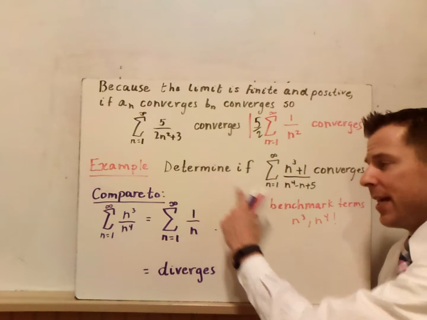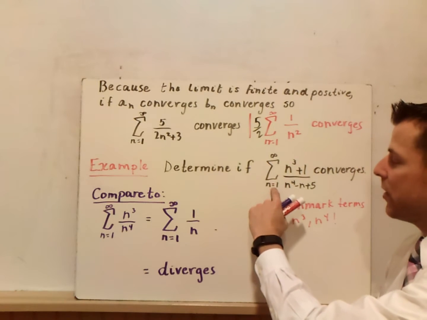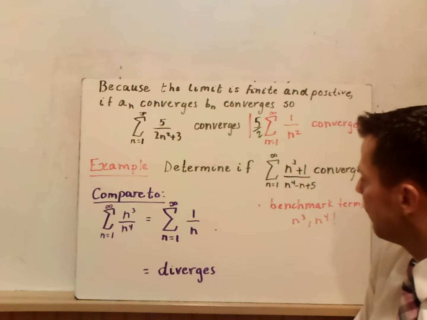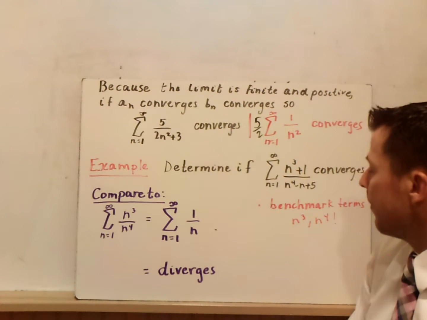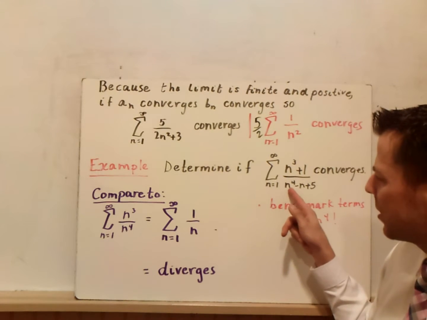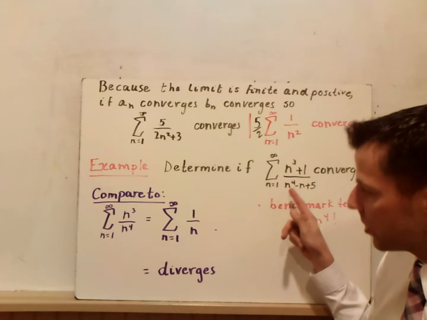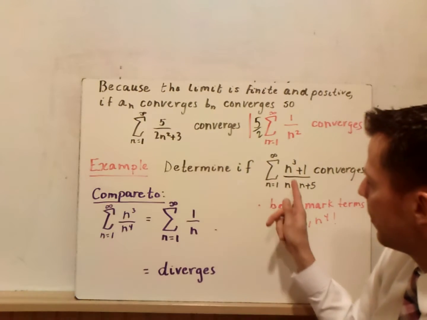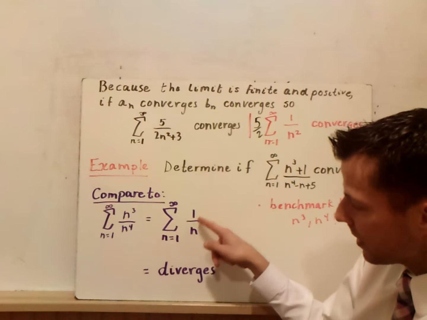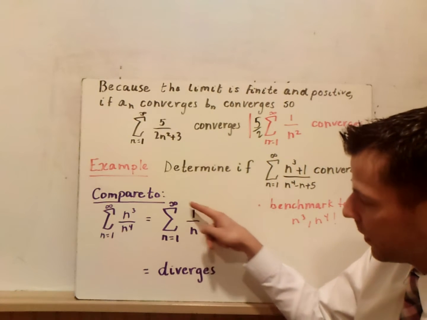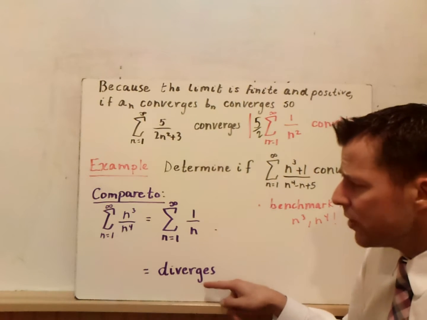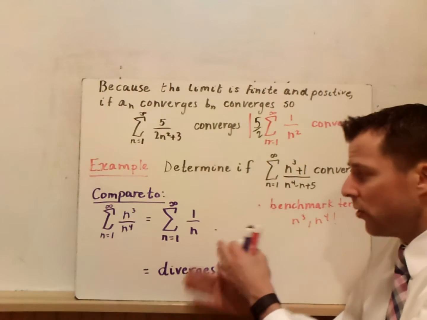So, example 2, determine if the series from 1 to infinity of n cubed plus 1 over n to the 4th minus n plus 5 converges. So my benchmarks here are n cubed and n to the 4th. n is not going to be a benchmark because it's getting overpowered by n to the 4th. So I'm going to compare this to n cubed over n to the 4th, my two benchmark terms. Well, that's easy. That simplifies to the series from 1 to infinity of 1 over n, a harmonic series which diverges. Okay, so what I'm comparing my series to diverges.